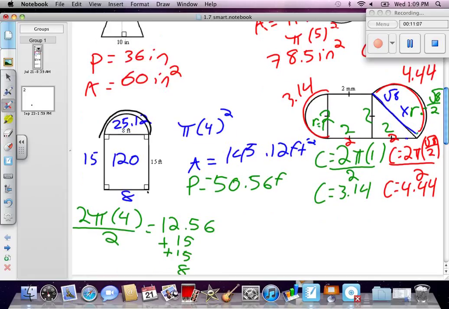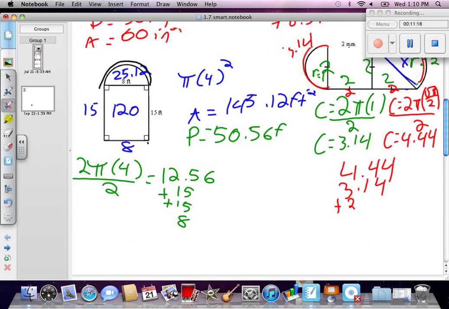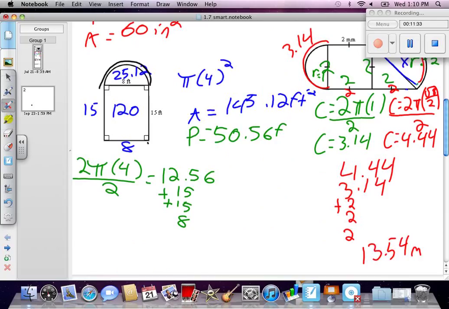So now I'm just adding everything up. Saying 4.44 plus 3.14 plus 2 plus 2 plus 2. And we should get 13.54 millimeters is the perimeter. I know it seems like a long time and sometimes it gets complicated, but in real life, the shapes that you have to deal with are not perfect rectangles or circles.